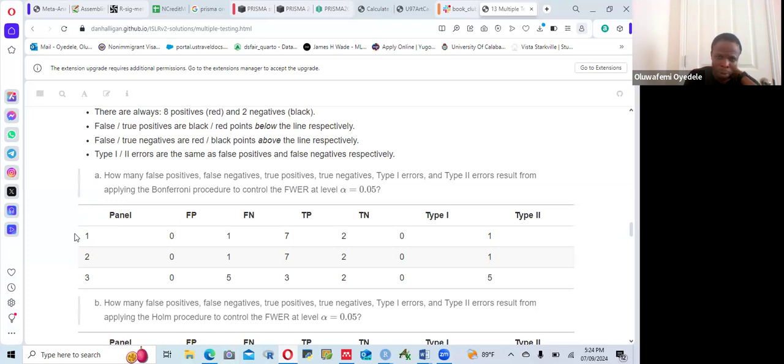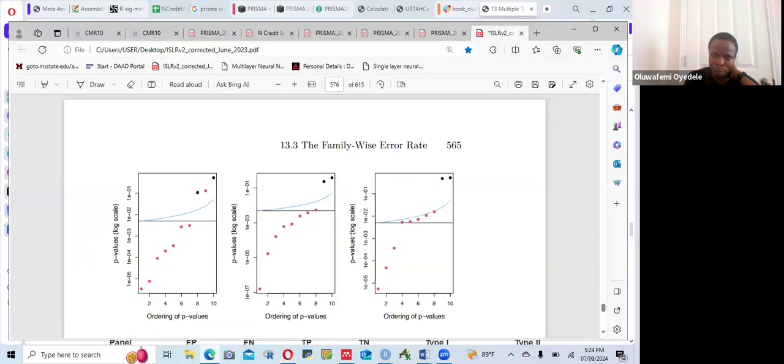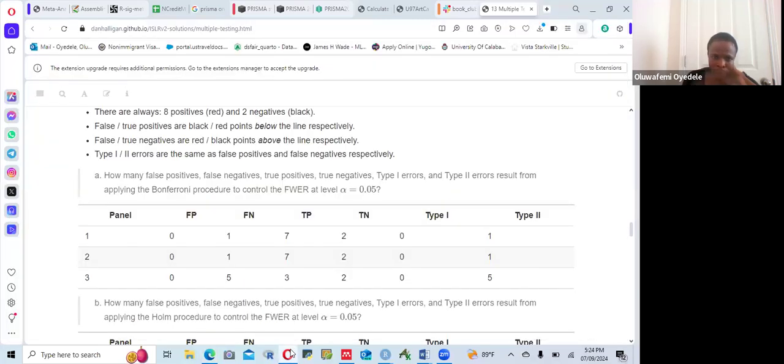For panel one, how many false positives do we have? We have zero false positives. Guys, we are referring to these panels from that figure, where they summarize this. For panel two, we have zero false positives. For panel three, we also have zero false positives.